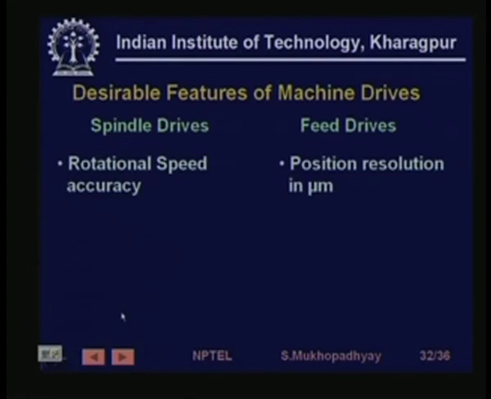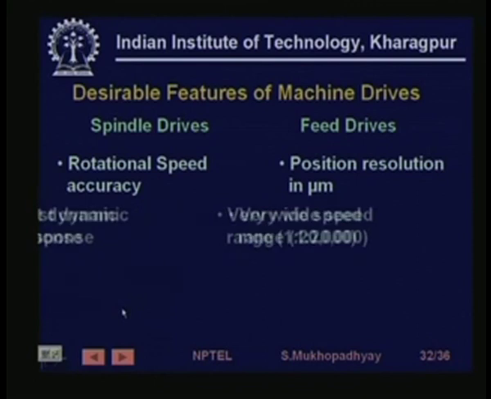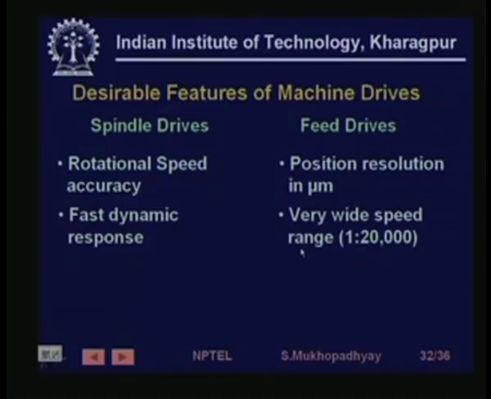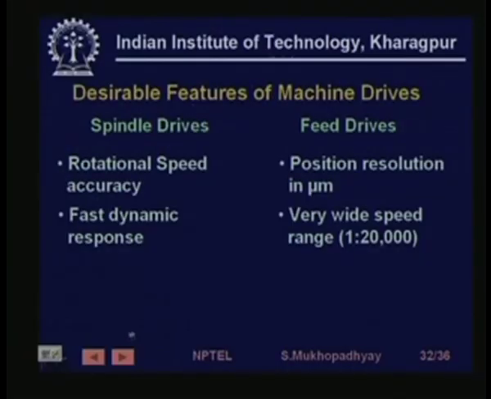In the desirable features of machine drives, spindle drives should be accurate from their rotational speed point of view, while feed drives should be very accurate in terms of position resolution, in terms of microns. Spindle drives should have fast dynamic response. On the other hand, feed drives could be operated in very wide speed ranges. So, for some materials they could move real fast, for some materials they can move real slow, which also depends on other things like surface finish.